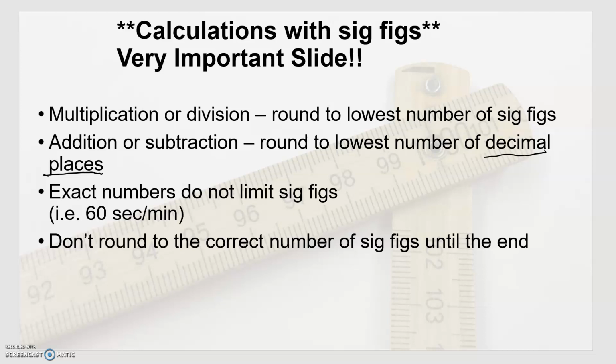Now, exact numbers do not limit significant figures. In previous lectures, we talked about conversion factors. So if you have 1 gram is 1,000 milligrams, those are exact numbers. That's not a measurement. Only your measurements have significant figures.